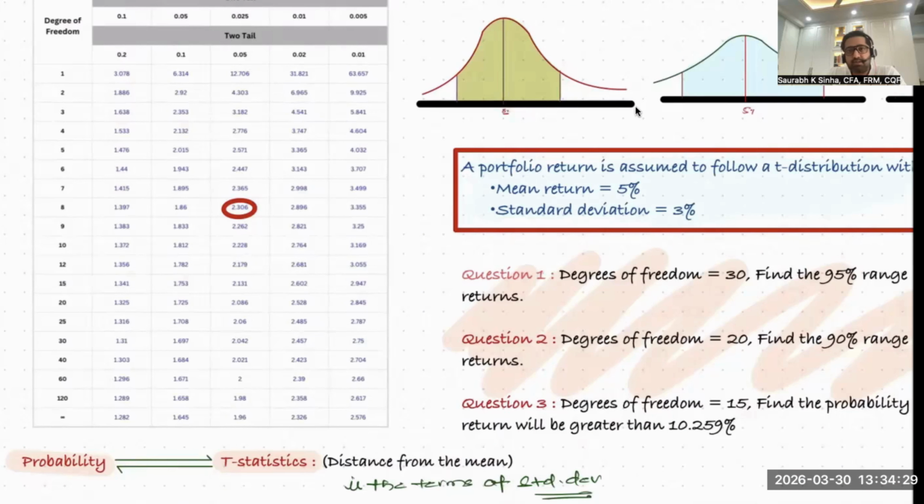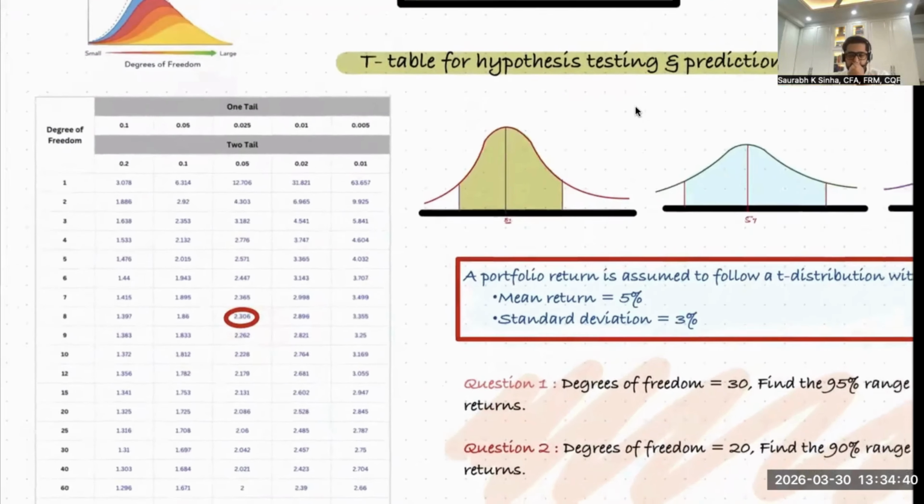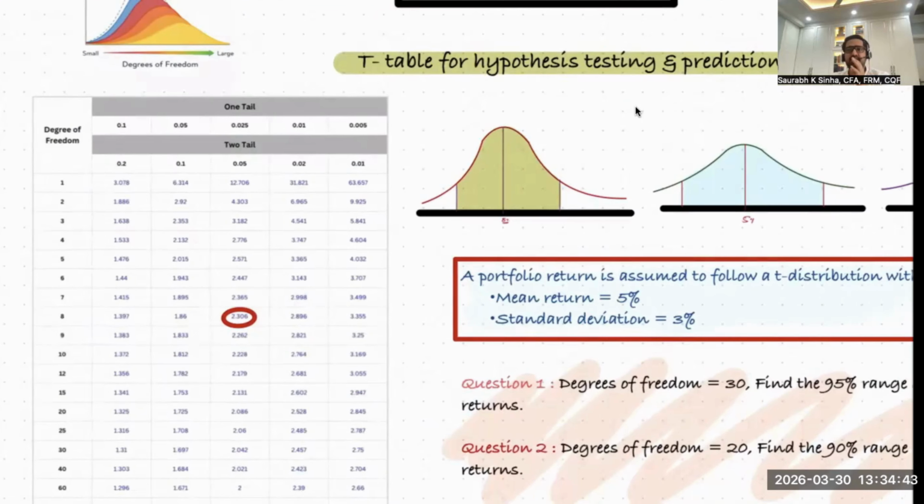So what is the responsibility of the t table? The responsibility of the t table is to either read the t-statistic and give you the probability, or read the probability and give you the t-statistic. That's it. But let's have a look at the t table. This is the general format of the t table. Most of the time you will see this t table even in your examination.